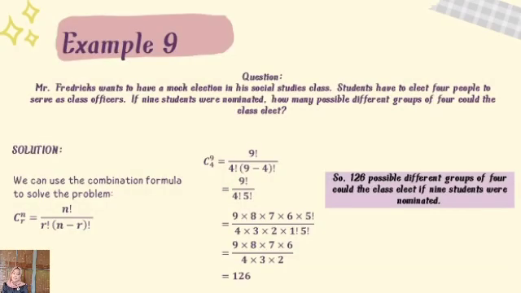Next, example 9, with the question: Mr. Fredericks wants to have a mock election in his social studies class. Students have to elect 4 people to serve as class officers. If 9 students were nominated, how many possible different groups of 4 could the class elect? Solution: we can use the combination formula to solve the problem.